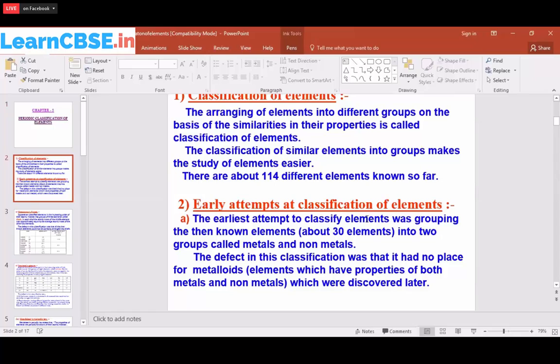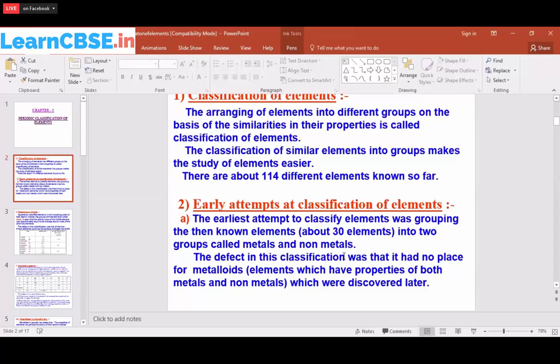The early attempts at classification of the elements. In earlier days, they found many elements, like sodium, chlorine, fluorine, hydrogen and so on. They did not know where to classify them. They had a basic problem of how to arrange these elements, so they made many trials. The earliest attempt to classify the elements was grouping.